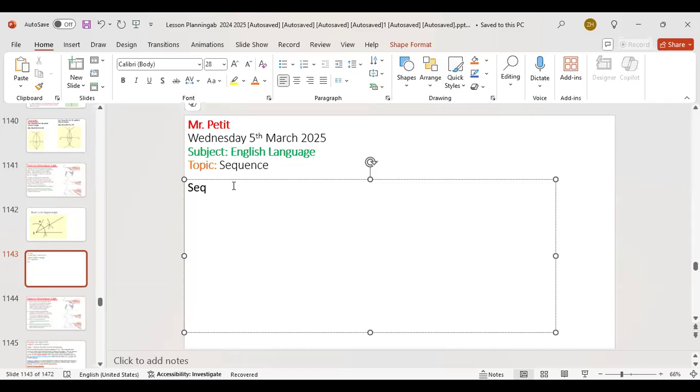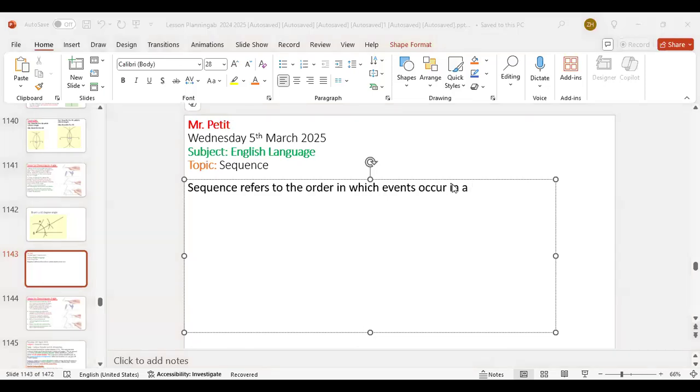So sequence refers to, write this down for me, please. Again, write this inside of your book. So sequence refers to the order in which events occur in a story. Or we could say in a narrative. The order in which events occur in a story.